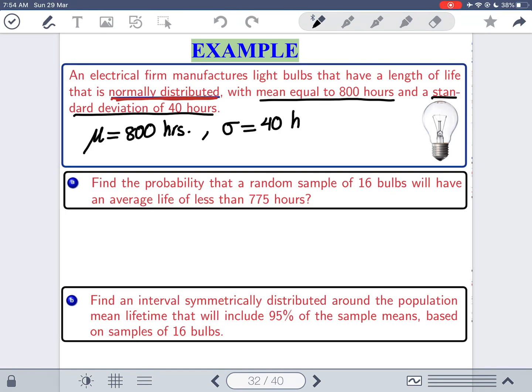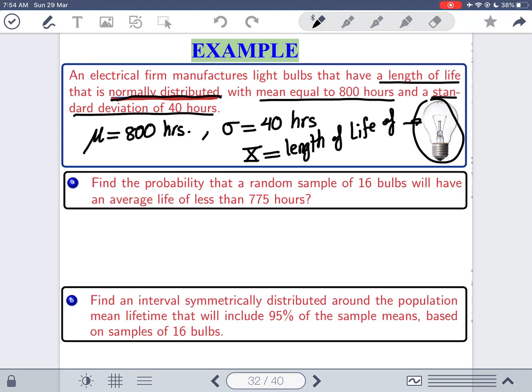So, like what, a day and a half or something? Yeah, or just a little bit above 1.5 days. Okay, and what is our random variable x? What is the thing that is normally distributed? You see, an electrical firm manufactures light bulbs that have a length of life that is normally distributed. So this is the lifespan or length of life of the light bulb, even without writing light bulb.